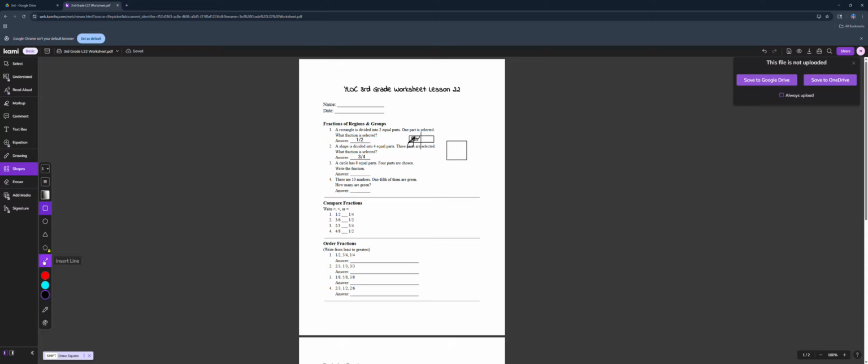And if it was to be visualized, say you have a square. So you have 4 equal parts, and they're saying that 3 of them are chosen, so it would look like this.